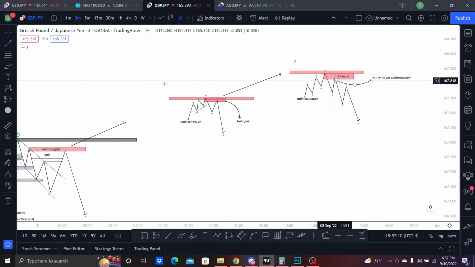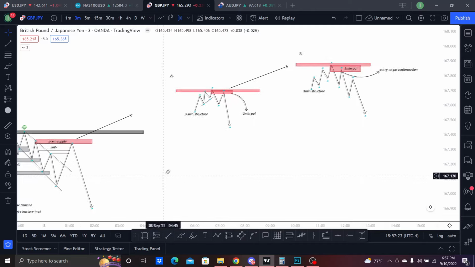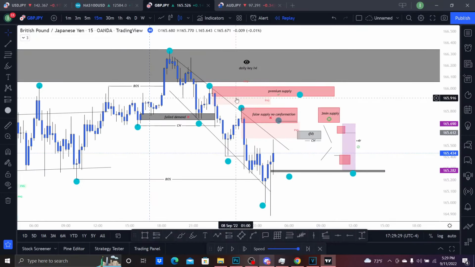Stop loss would be either above the candle's high or above the zone itself. I normally put it above the zone just to account for wicking, and that's what I did in this entry that I took below, which I will show you guys in a little bit. So getting straight into it, I'm going to explain why I chose this POI in the first place.